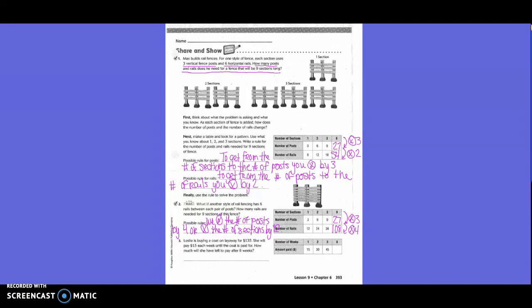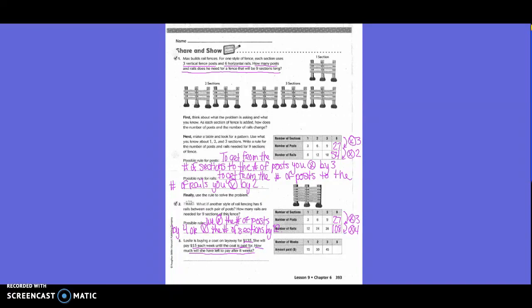Leslie is buying a coat on layaway for $135. She will pay $15 each week until the coat is paid for. How much will she have left to pay after 8 weeks? So she wants to buy the coat for $135. She'll pay $15 each week until the coat is paid for. And then how much will she have left to pay after 8 weeks?